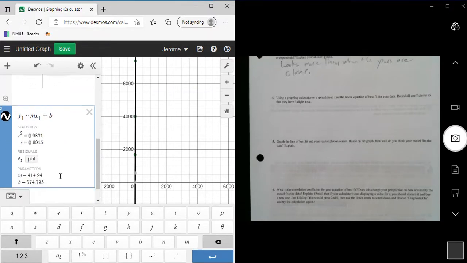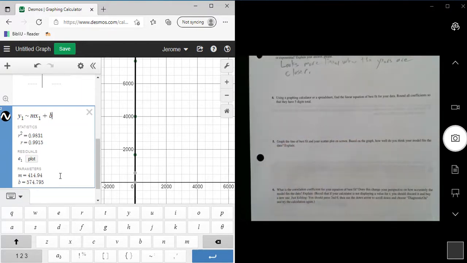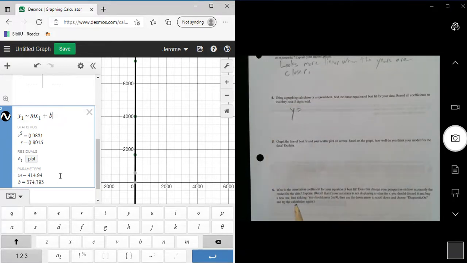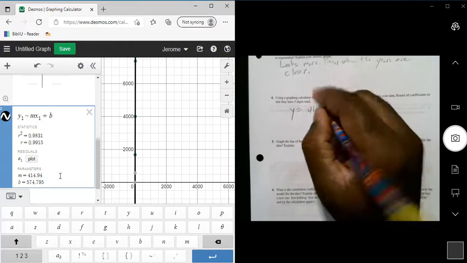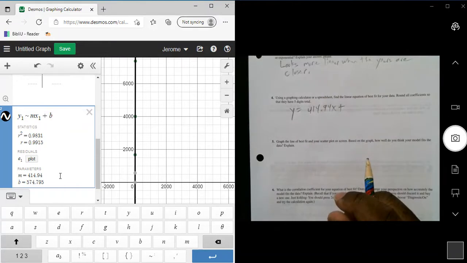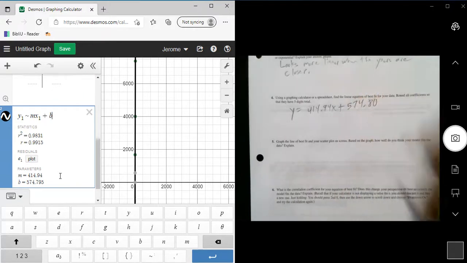Now, they want us to round all coefficients so that they have 5 digits total. So we have y equals, the slope is in 5 digits, so we'll put 414.94x plus the b, we have to round to 2 decimal places to get 5 digits, so it'd be 574.80. So that would take care of that.